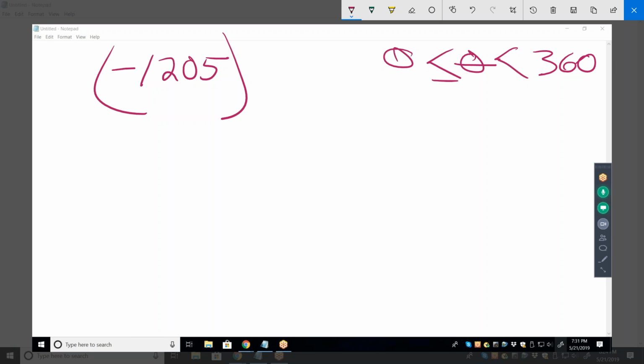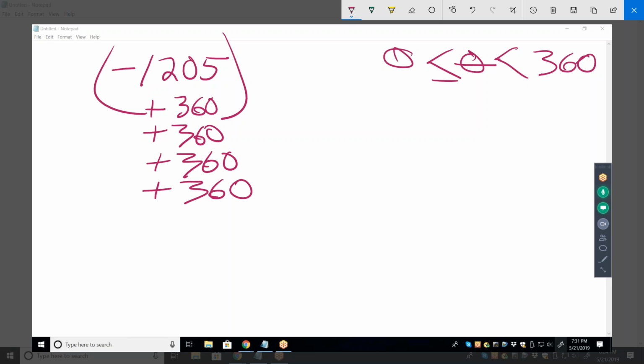Okay? So what I'm going to do is keep adding 360 until I get within 0 to 360. Well, I can tell I need at least 3 of them. In fact, I'm going to need 4, but that one only gets me to a negative angle still, so I have to add another one. So it's this plus 1440.